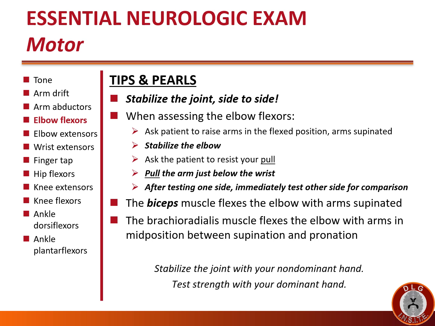After testing one side, immediately test the other side for comparison. Never assess biceps and then another muscle. Always assess one biceps to the other biceps, right to left or left to right. That's what we mean by side to side. And always stabilize the joint with your offhand. The biceps muscle flexes the elbow with the arms supinated. Note that the brachioradialis muscle flexes the elbow with the arms in mid-position between supination and pronation. Again, stabilize the joint with your non-dominant hand and test strength with your dominant hand.